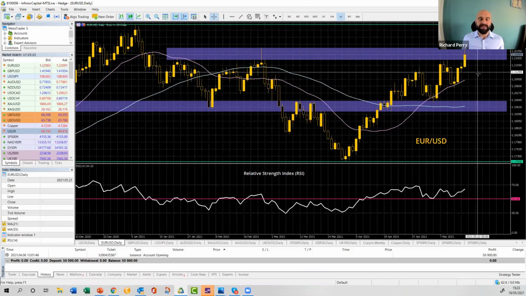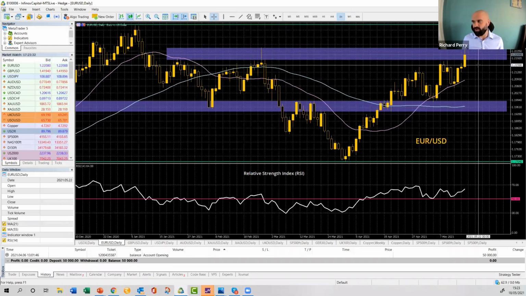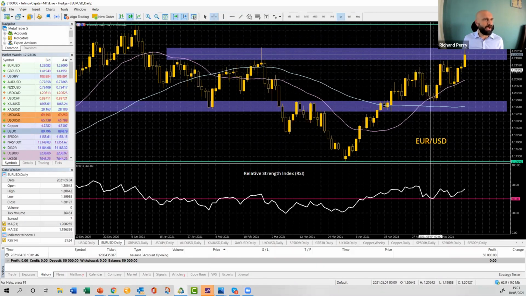I think that any pullbacks are a chance to buy euro dollar. I think it's going to be coming up to test this key resistance area, 1.2350 in June. I think that would be somewhere that I'd be looking at for euro dollar to be testing.